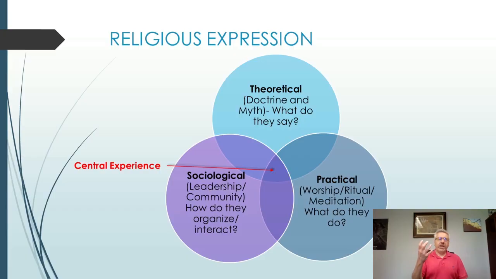And then the third aspect of religious expression is the sociological. Leadership, community, how do they organize? How do they interact? Who is a leader? Is it a tight-knit group or a loose-knit group? Do you all belong, or are there insiders and outsiders? All of these things, and the combination of the theoretical, practical, and sociological, those three together form the central experience of a religion.